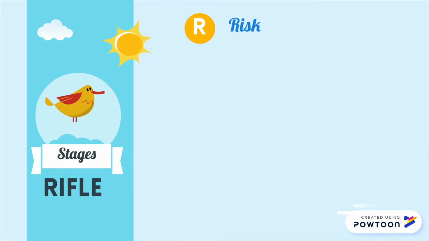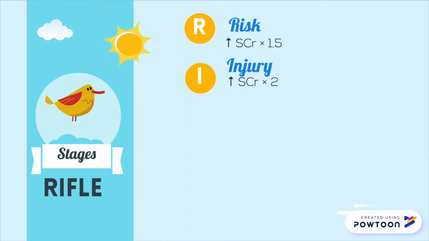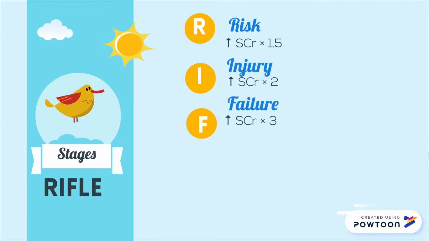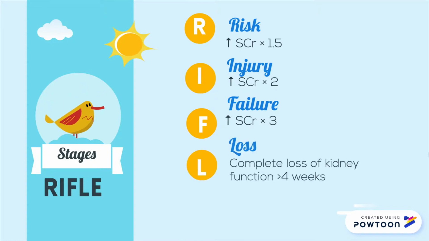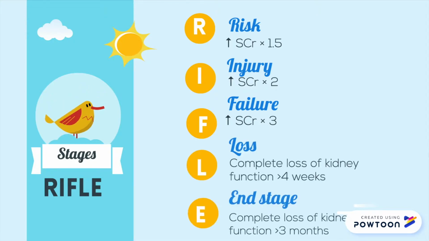RIFLE criteria classifies AKI into risk, where the serum creatinine is increased by 1.5 times, injury, where it is increased by 2 times, failure, where it's 3 times the baseline, loss, the complete loss of kidney functions for more than 4 weeks, or end-stage, the complete loss of kidney functions for more than 3 months.